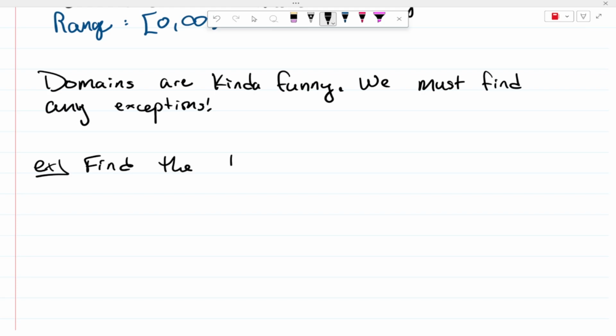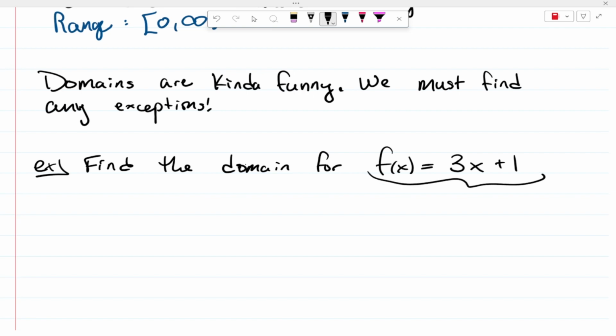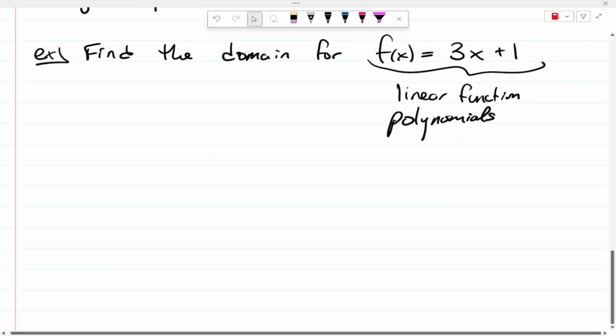Let's find the domain for f of x equals 3x plus 1, my favorite function example. Well, if you think about this, this is nothing more than a linear function, which falls underneath the umbrella of polynomials. I'm going to give you a little morsel of information.